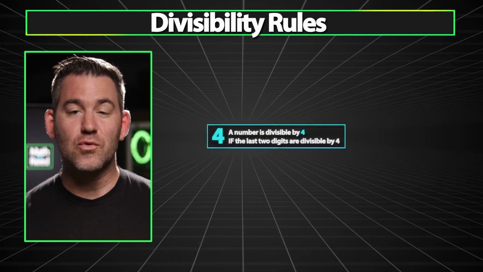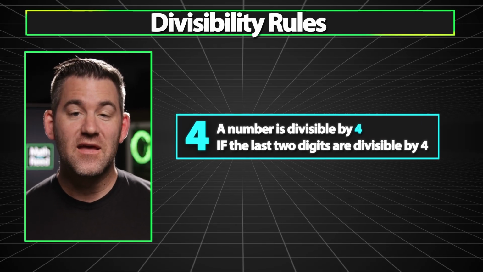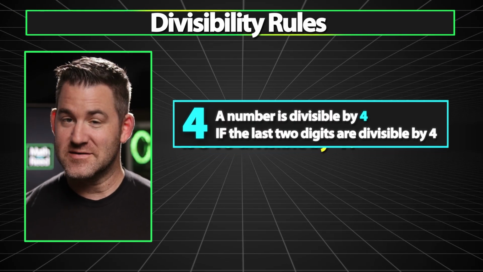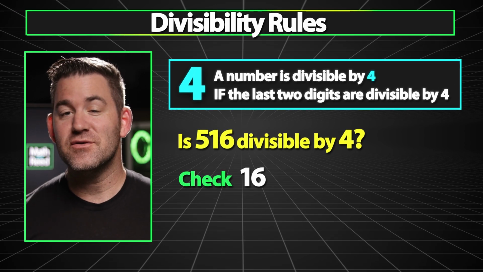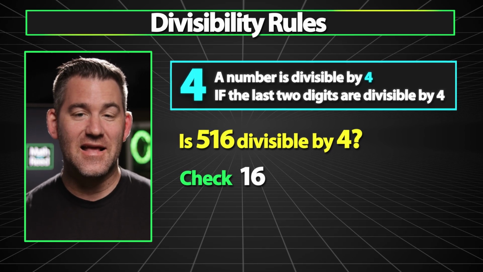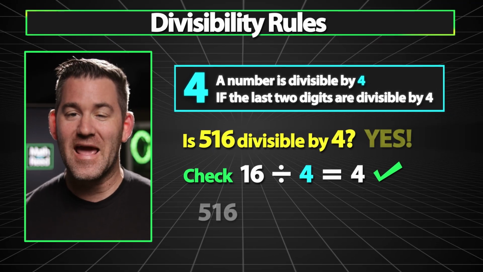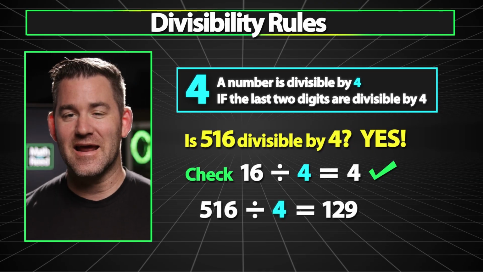Let's heat things up by looking at a few additional rules that build upon what we just learned. Let's take a look at the rule for fours. A number is divisible by 4 if the last two digits are divisible by 4. For example, here we have 516. Well, the last two digits are 16, and since 16 is divisible by 4, so is 516. And if we divide, we get 129.